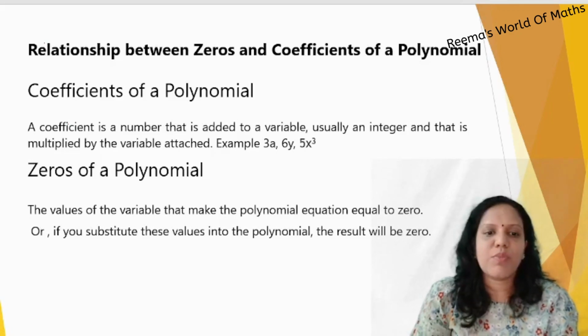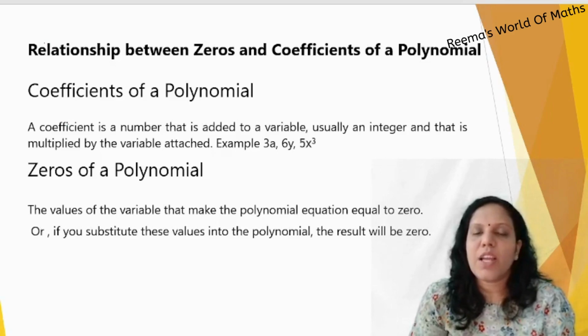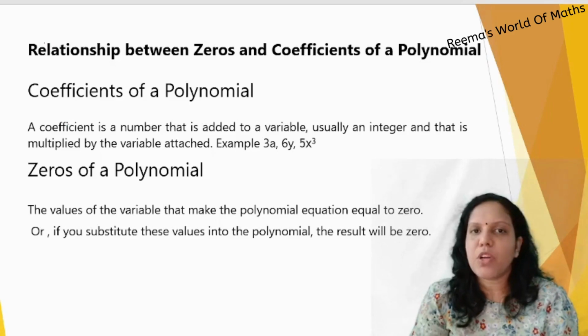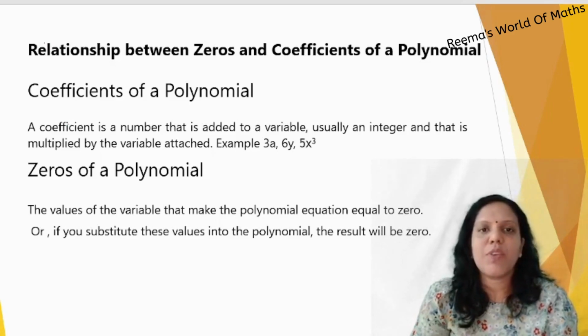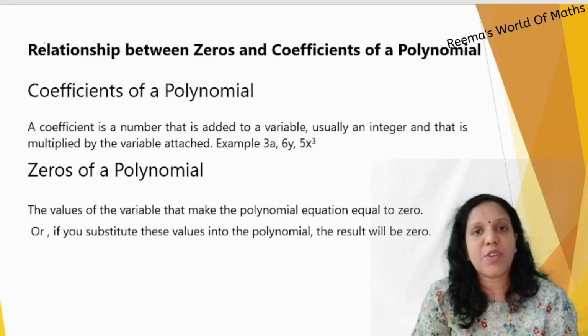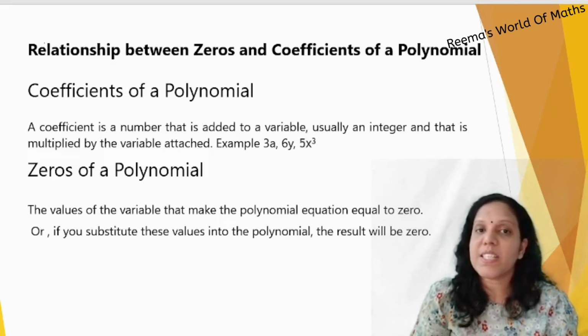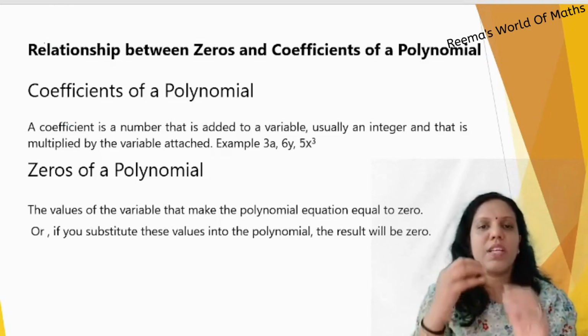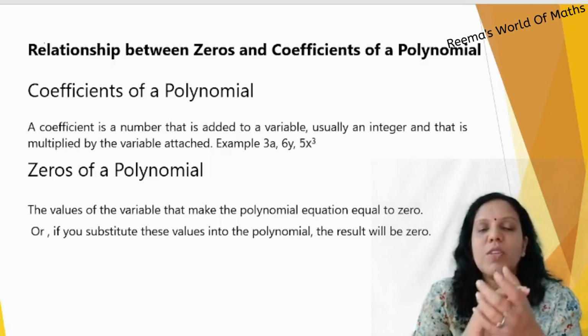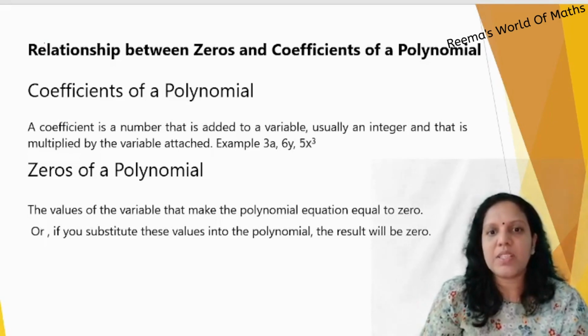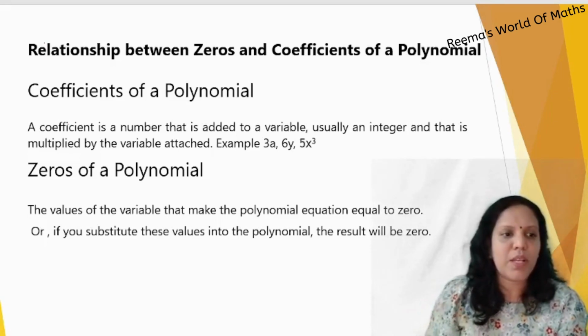And what are zeros of a polynomial? Zeros are the values of the variable that make the polynomial equal to 0. So when we replace the variable in a polynomial, the values that give the equation equal to 0 are called the zeros of that polynomial. There exists a relationship between the zeros and coefficients of a polynomial. So let's see what that relationship is.